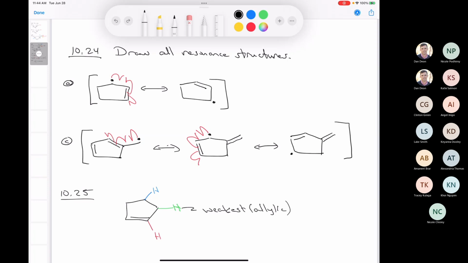Could anybody tell me which one of these would be the strongest bond? Would it be the blue or the red? It's going to be the red, isn't it? The red will be the strongest. Why? Because it is vinylic. If you were to form a radical there, then you have a vinylic radical. That is very disfavored. Okay, that is very high energy. A vinylic radical, not good.